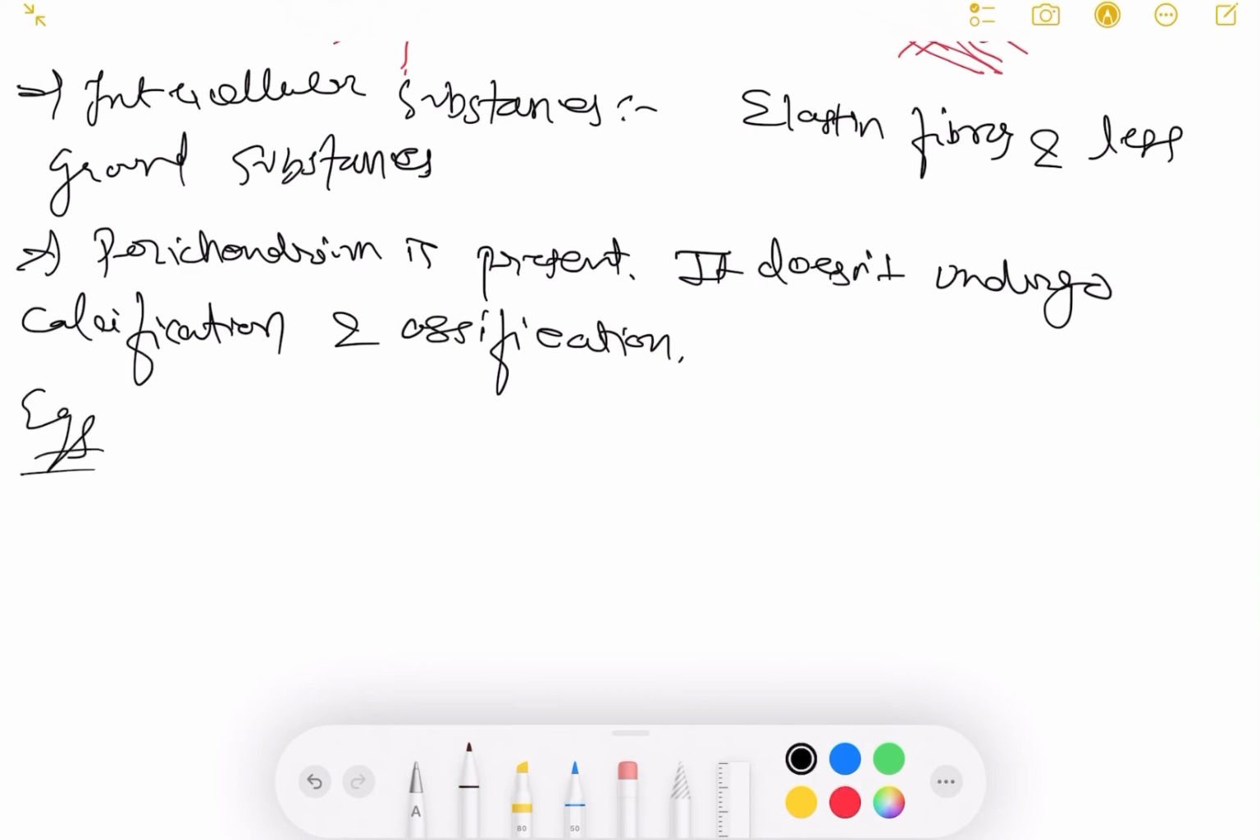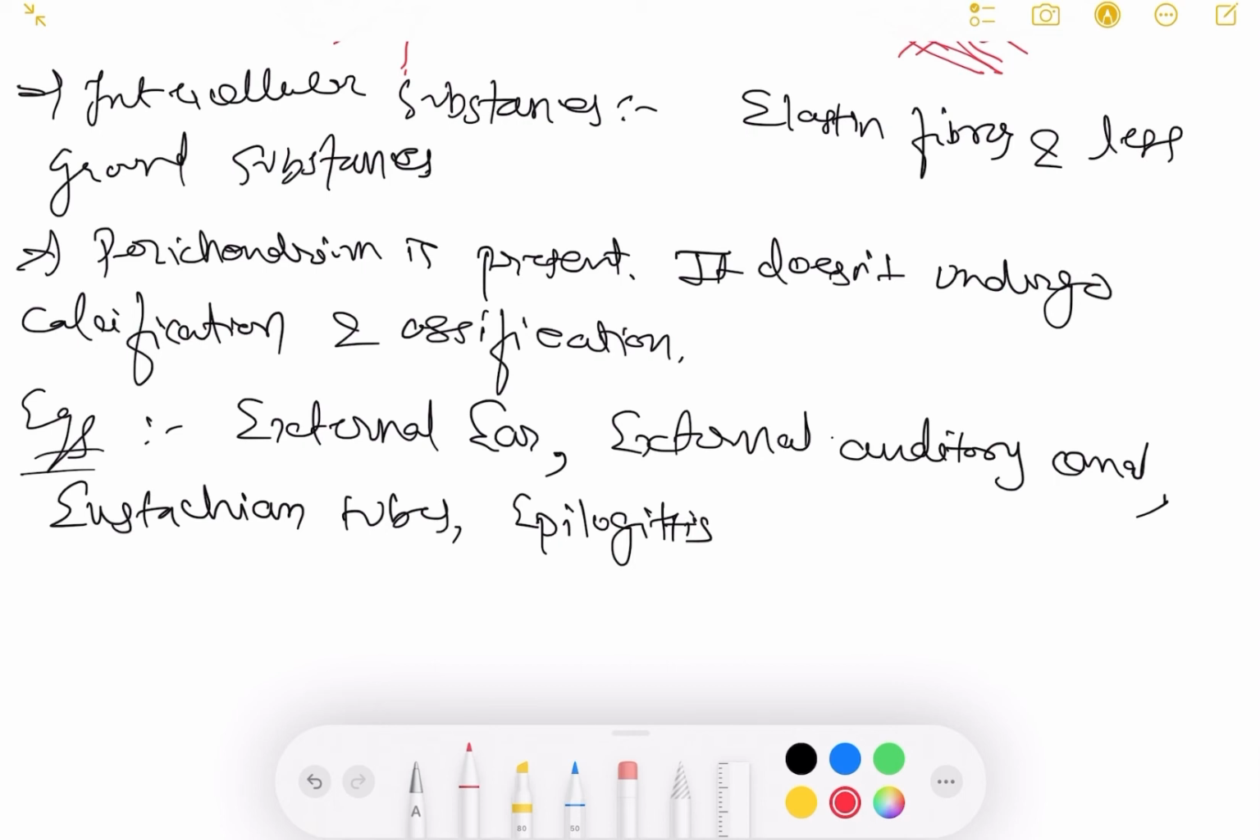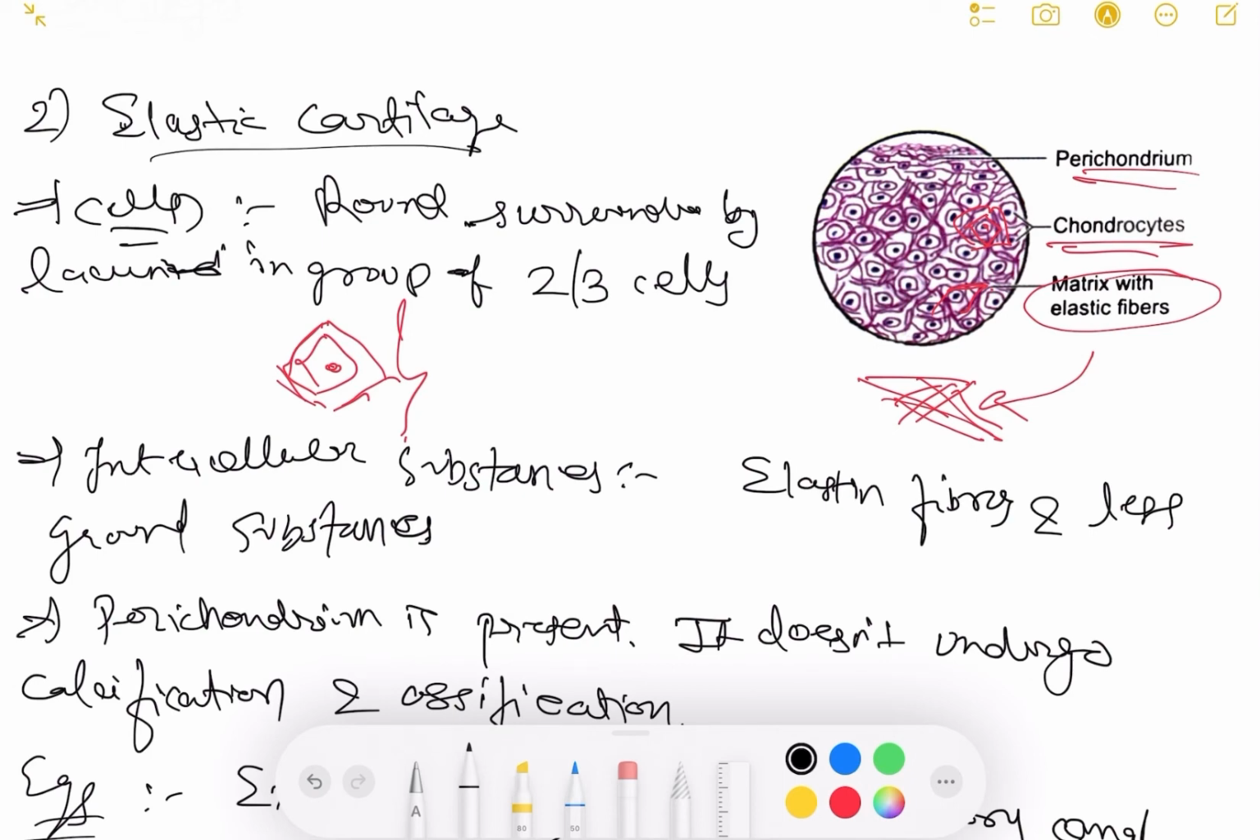Now if we talk about examples, that is external ear, external auditory canal, eustachian tube, and epiglottis. Three structures of the ear and one is the epiglottis. To remember these examples, one mnemonic you can use is all E's, because all start from E: external ear, external auditory canal, eustachian tube, and epiglottis. Everywhere such type of cells is present. And do remember these diagrams, because they will help you understand the concept more clearly.